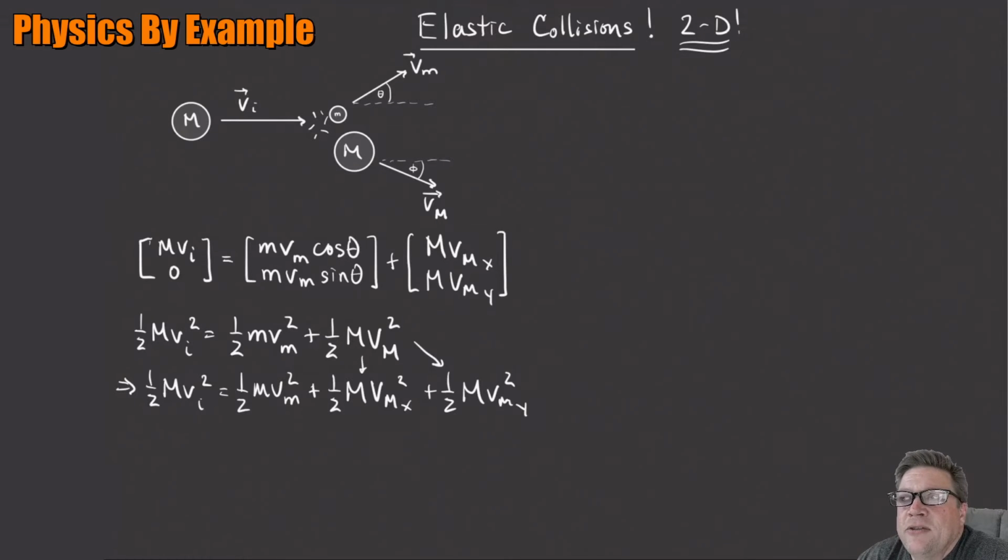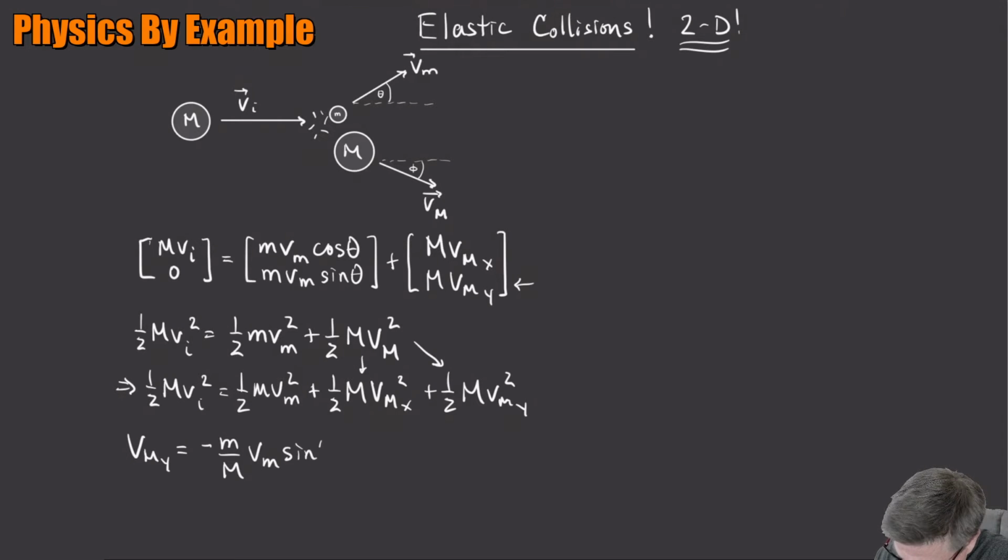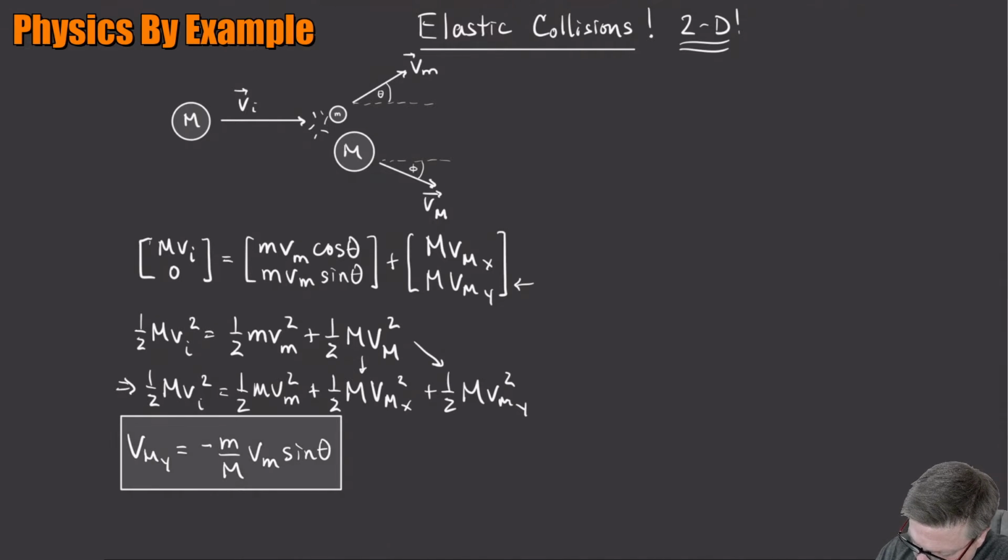Okay, so now that we know that, let's go ahead and see what we can solve for. Let's go back up to the momentum equation. Let's look at the y equation of the conservation of momentum. This tells us one of the things that we want to know. If I solve for VMY, that's just going to be minus little m over big M times v little m sine theta. We're going to need that later. So let's go ahead and box that up.